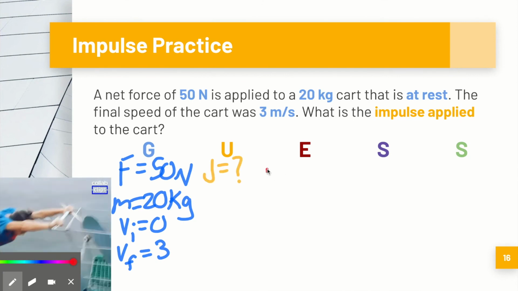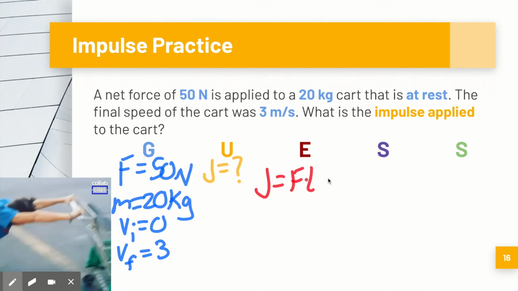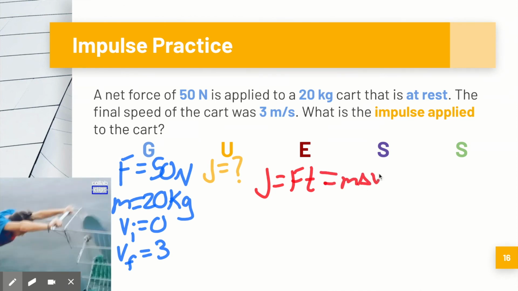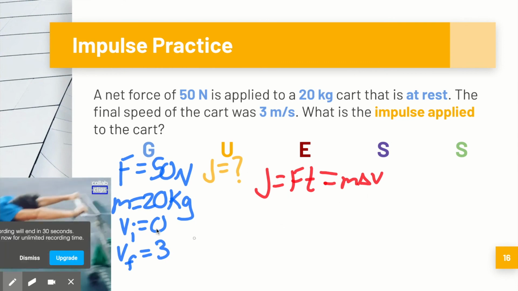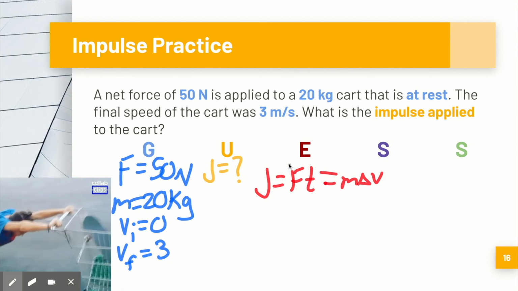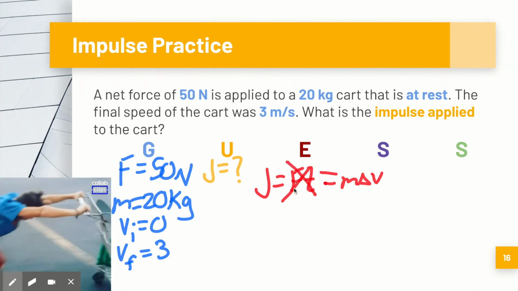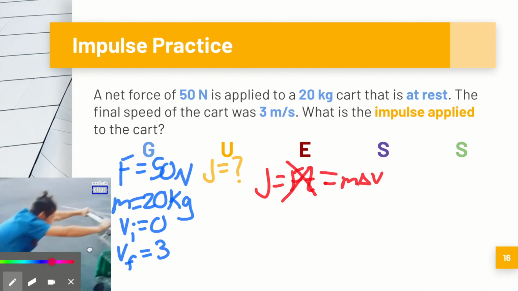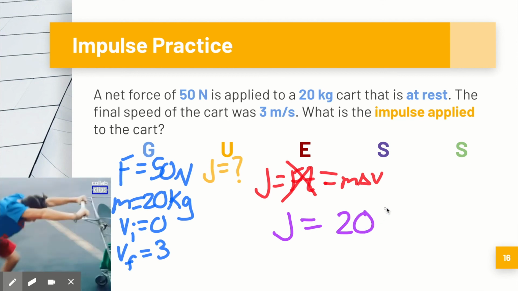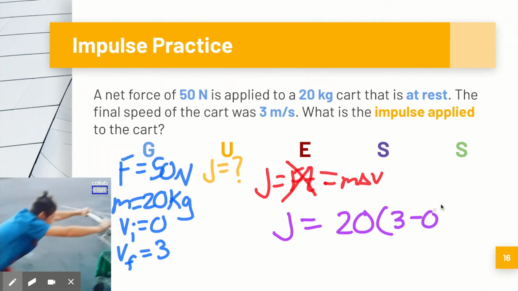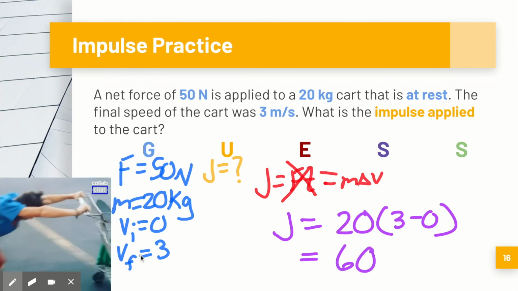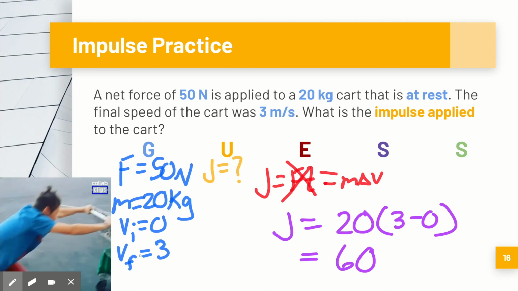My equation is J is equal to FT, which is equal to M times delta V. Notice, I don't have any time in this question. So the portion I will cut out is this. And all you'll have to do is plug the numbers in correctly. And we get J is equal to 20 times 3 minus 0, which tells us the impulse is 60. Now, just finish the work, do the DOL, and you'll be good to go.